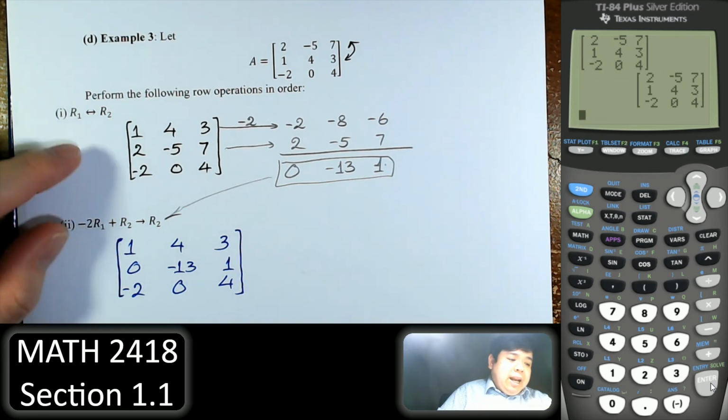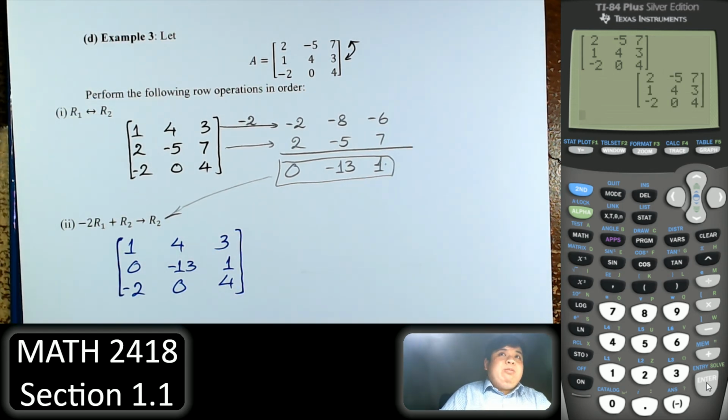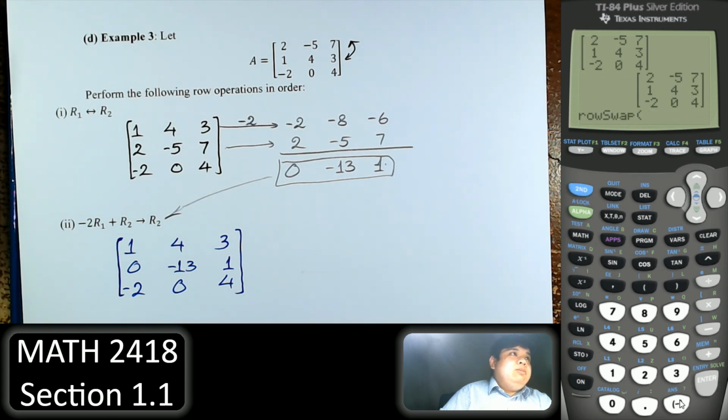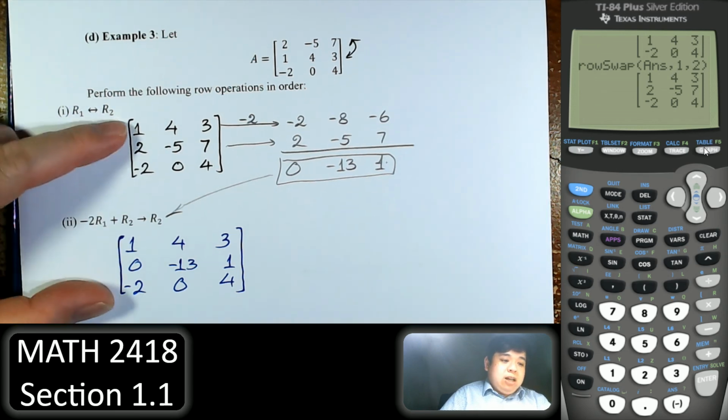Alright, so we have the matrix there. Good. Now let's swap. We haven't done any row swap, so I just want to show you on the second matrix. Go to math, and we just go to the row swap. We will swap row 1 and 2. Right, so we swap that, and this is what we have.